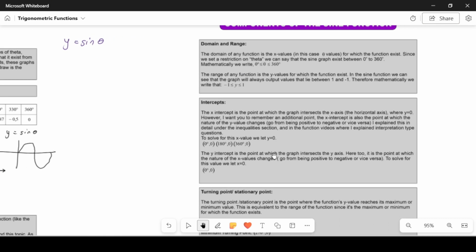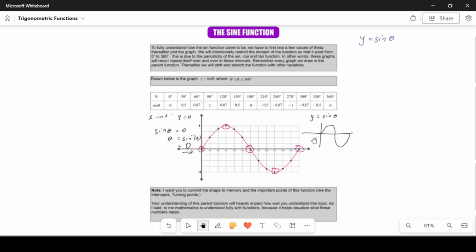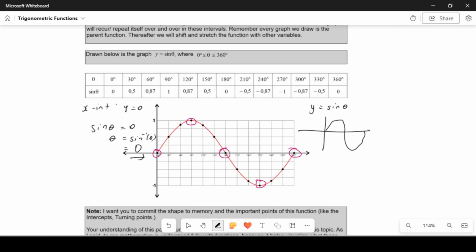The x-intercept is a point in which the graph intersects the x-axis, or the horizontal axis, or the theta axis, where y is equal to 0. However, I want you to remember an additional point. The x-intercept is also the point at which the nature of the y values changes. But we're not worried about that for now. But if you want to think of it, I've already discussed this.